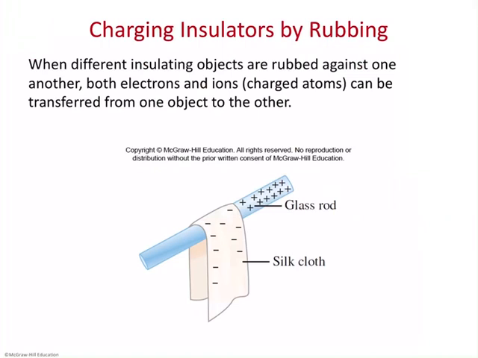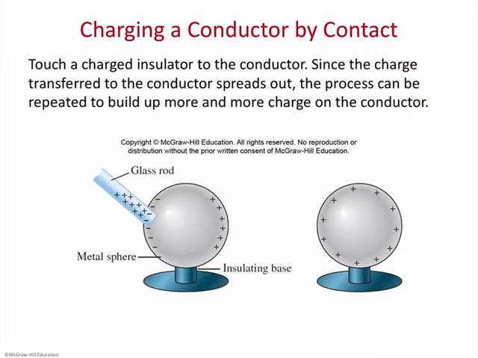Okay, so charging insulators by rubbing. You've got some sort of material that you rub the rod with, and you can actually transfer charges by doing so. And then charging a conductor by contact. Before, we were showing that it was not actually touching the paper. When you have the little pieces of paper and you don't touch the glass to it, they kind of float up to it, which is kind of cool.